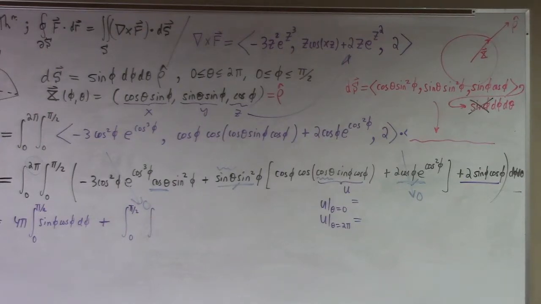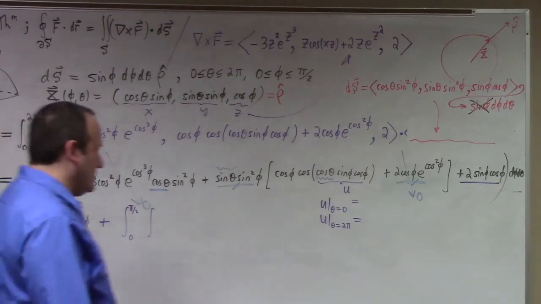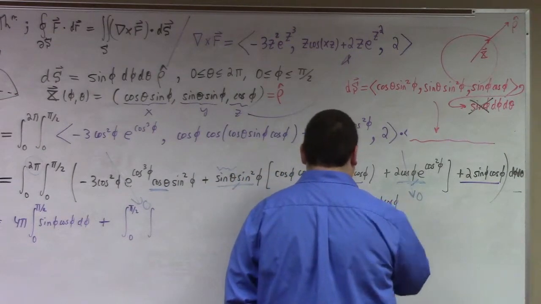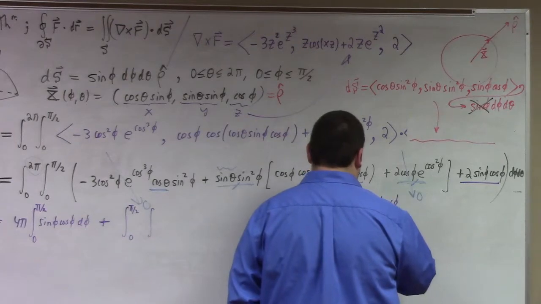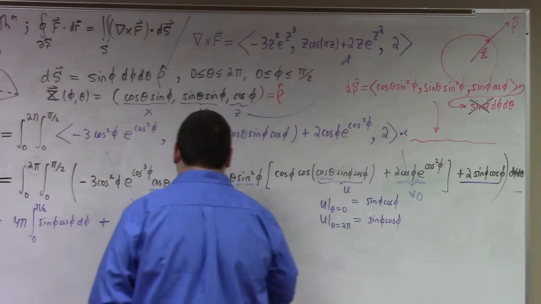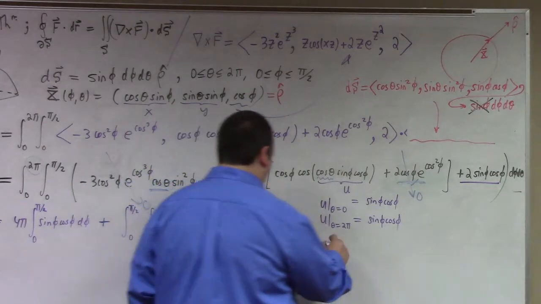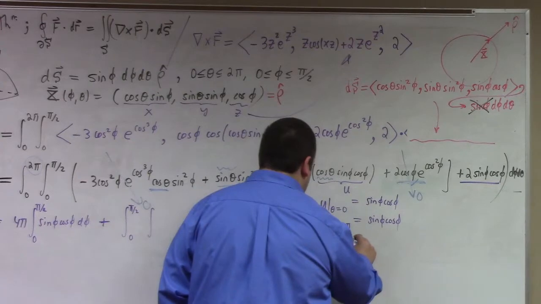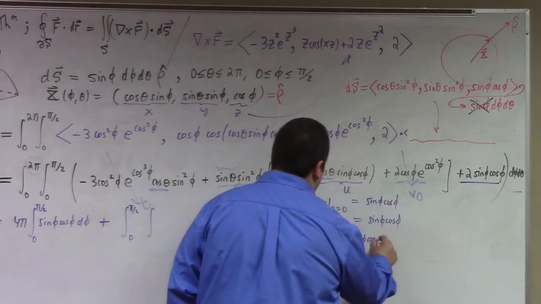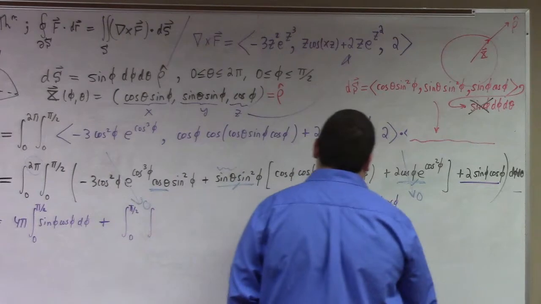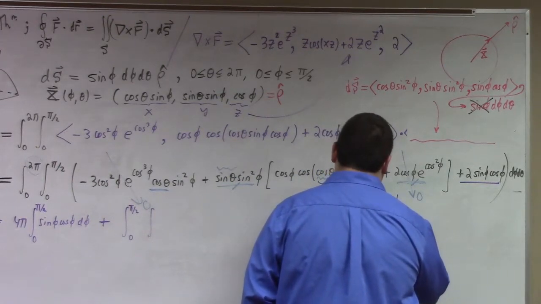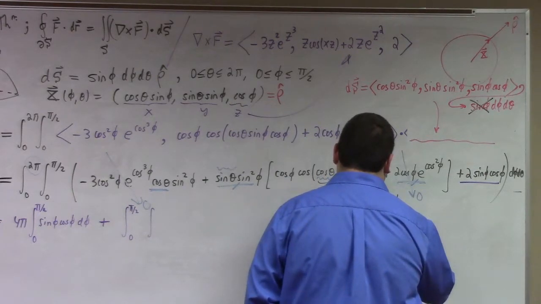It's sine phi cosine phi. I like that a lot. Now, what's du? I gotta make sure that the substitution actually makes sense. Du is sine phi... no. Well, maybe it's still okay. Sine theta d theta with a minus, yeah?